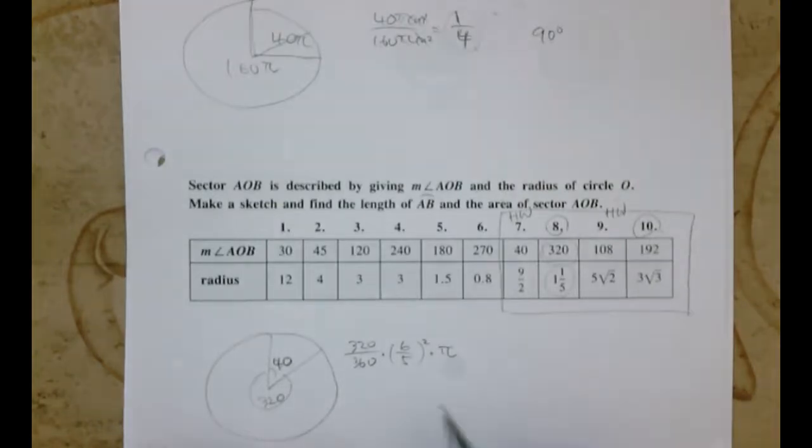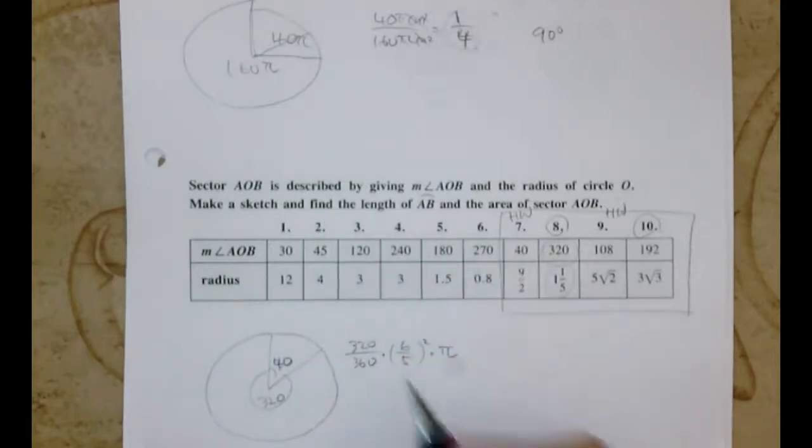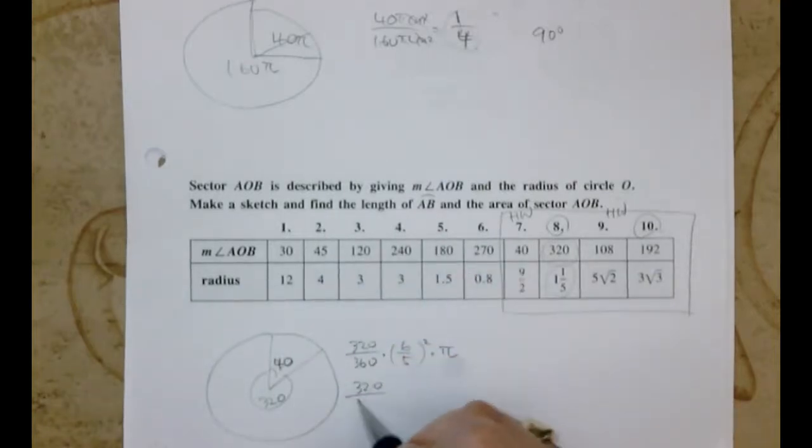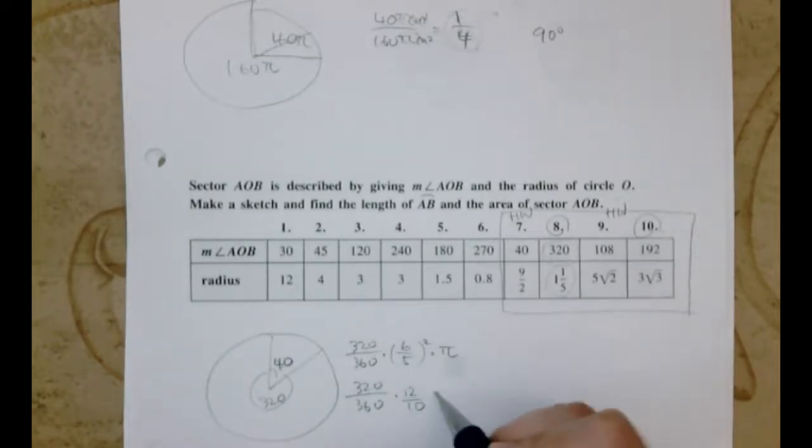Yeah, area. Okay, so you do this, and so if you simplify, well, are we supposed to do a sector too? Find the length of AB. Okay, all right, so then it's also 320 over 360 times 2 pi r.